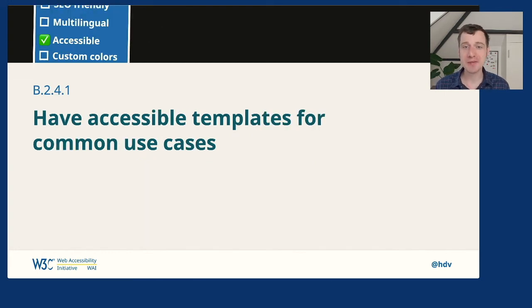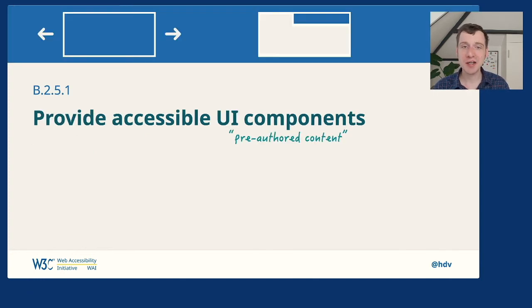Something else that ATAG recommends is to have accessible templates for the most common use cases, and to be able to filter for that. I know there is a filter available in the WordPress directory of different themes. So that is another important way that you can help content editors make the right decisions. And there's B.2.5.1, which says that you should provide accessible UI components, or as the specification calls it, pre-authored content. So when you provide something like a carousel or tabs component, and users can add that into the page, make sure that they are accessible by default so that the content editor doesn't need to do anything. It just ships as an accessible component.